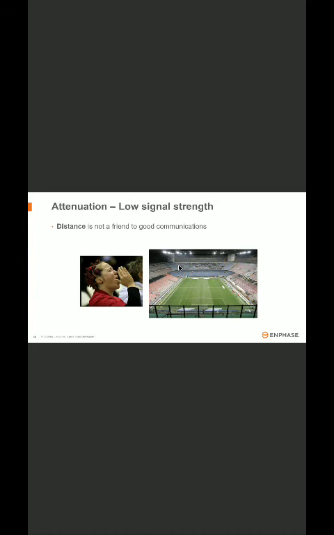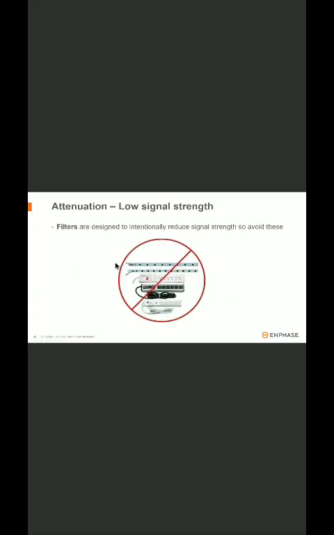The other thing is these are the filtering things. So one is attenuation, that is distance. The other thing is in the line itself, some filtering. You know, these things are there on the circuit. So this could filter your signal, which can lower the signal strength.